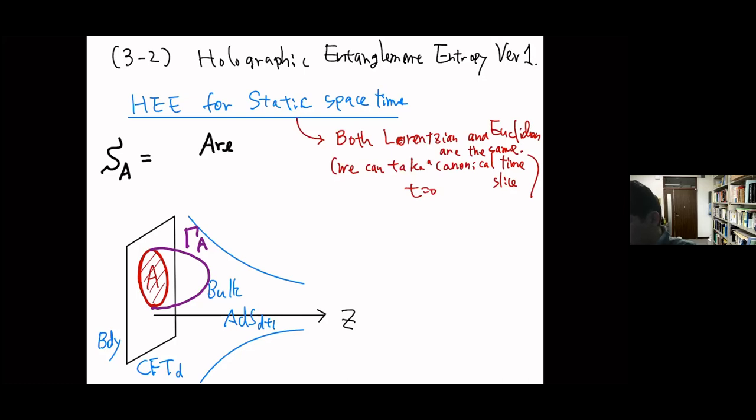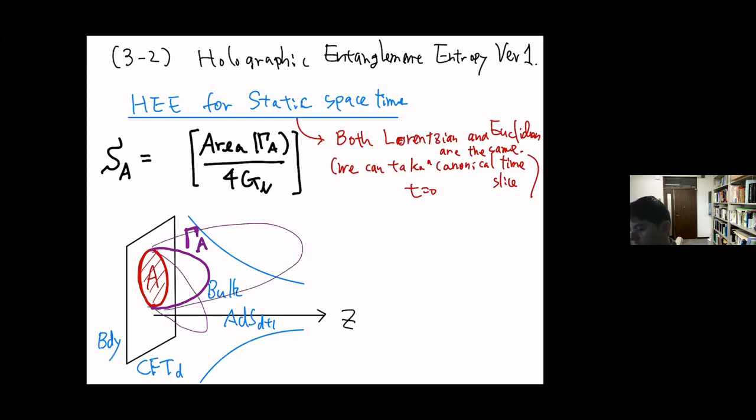Entropy is related to area, as the Bekenstein-Hawking formula tells us: area divided by 4 G Newton. This is always a good combination. But the problem is that there are infinitely many different ways to find gamma_A. You can choose this one, or a slightly distorted one, or you can go this way, and so on.